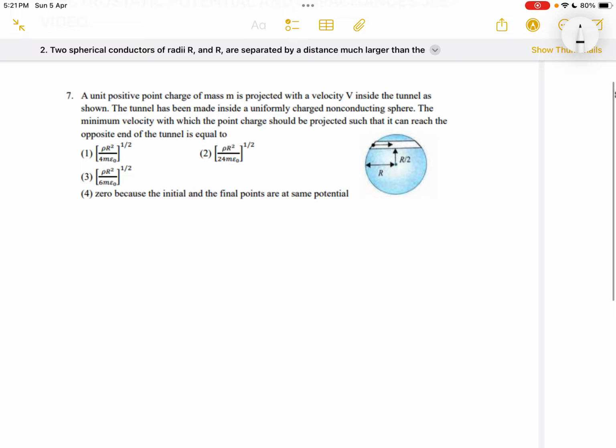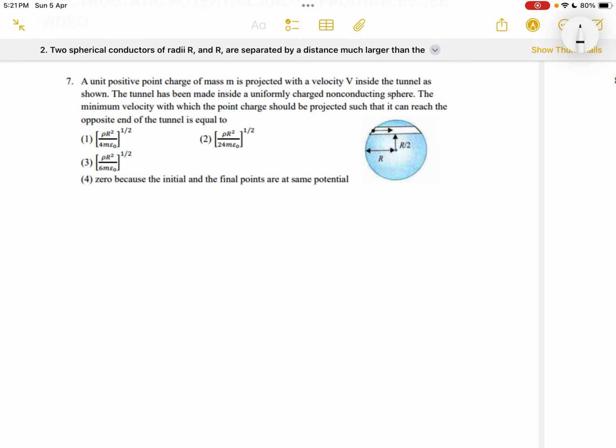Let's go further and talk about the seventh question. A unit positive charge of mass m is projected with a velocity v inside the tunnel as shown. The tunnel has been made inside a uniformly charged non-conducting sphere. The minimum velocity with which the point charge should be projected such that it can reach the opposite end of the tunnel is equal to. So we are supposed to calculate the velocity with which it must be projected for it to reach the other surface of the tunnel. Let's do this.